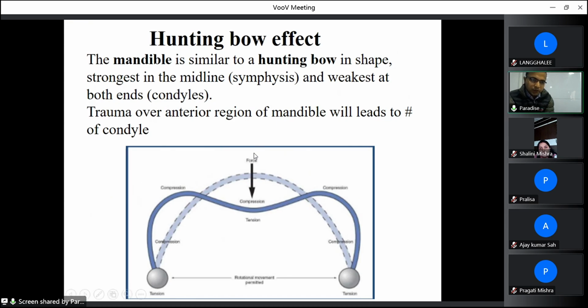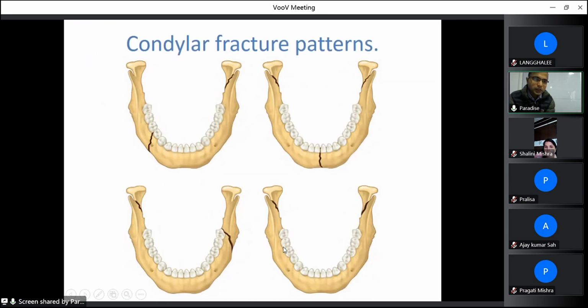Whenever there is trauma in the chin region, the anterior region, compression will take place in the labial surface and a tension zone is created in the lingual surface. So the fracture will always start from the tension area. The fracture line will start from the lingual surface and reach the labial surface as well. So clinically, if you find any fracture in the symphysis or parasymphysis region, you have to search for another fracture. And usually, in a plain radiograph such as the OPG, the fracture is not clear. So you have to be careful.